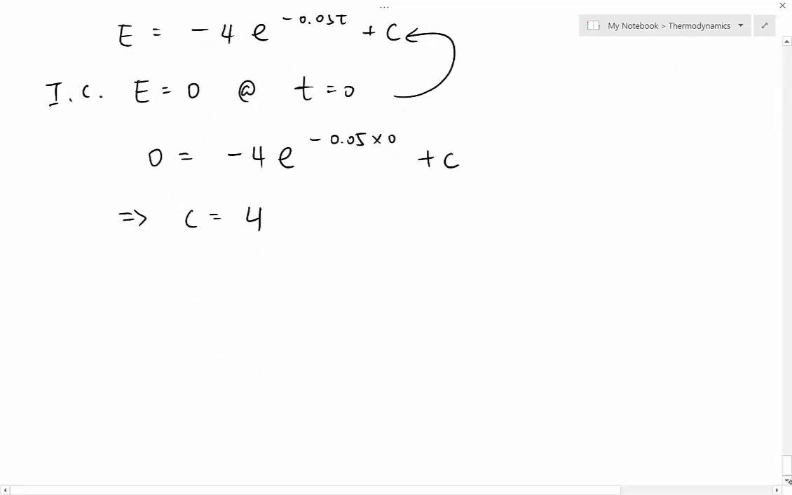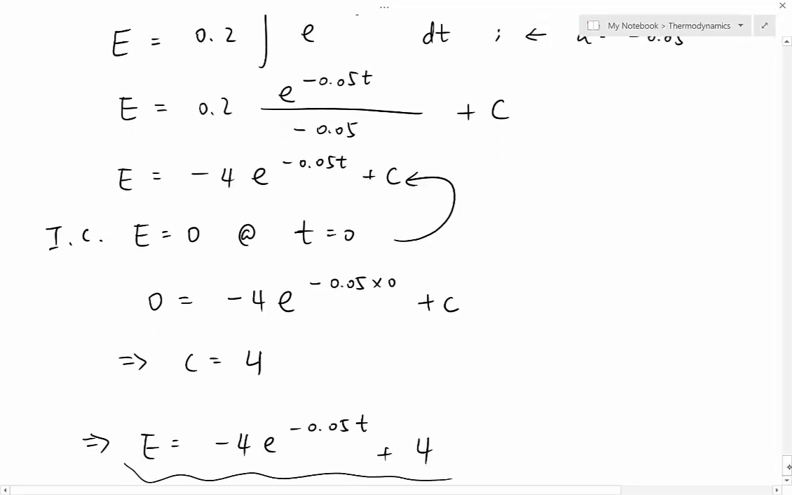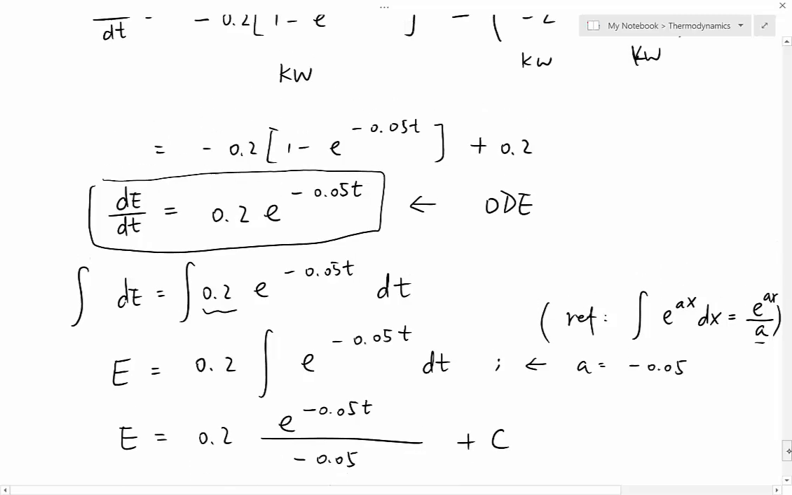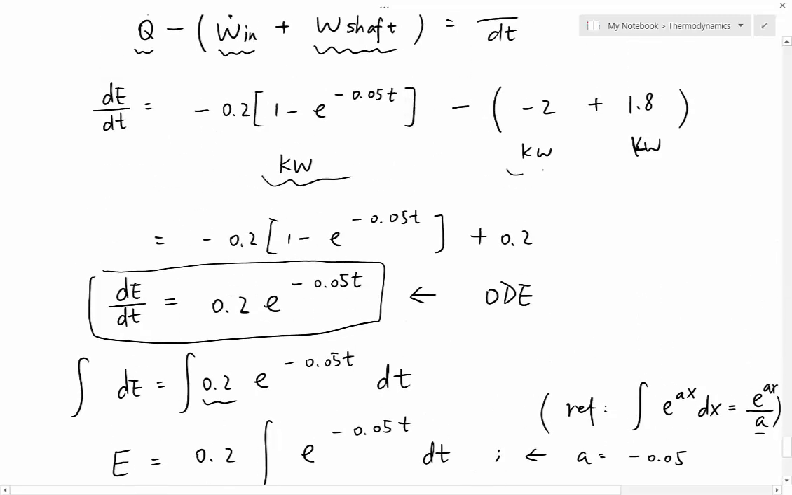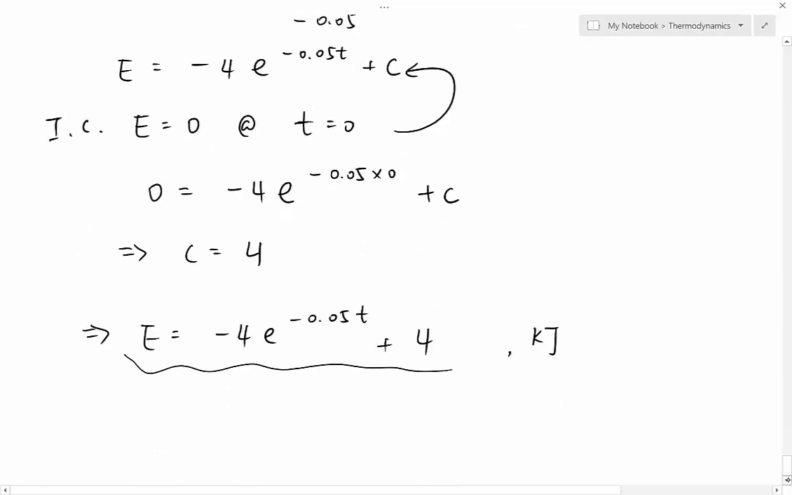Finally, we plug this C back into our solution. E is equal to negative 4 times e^(-0.05t) plus 4. This is our final solution, and the solution is in kilojoules, because we used kilowatts earlier, and kilowatts multiplied by time gives you kilojoules.